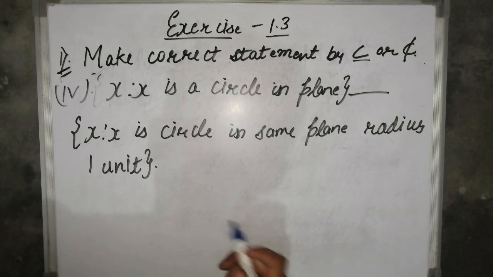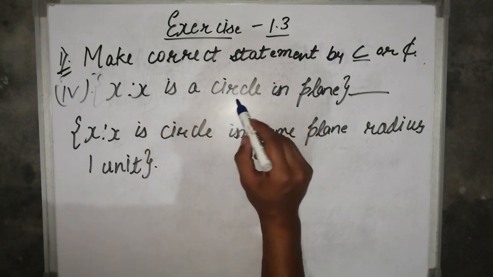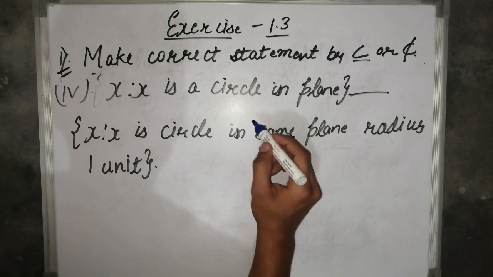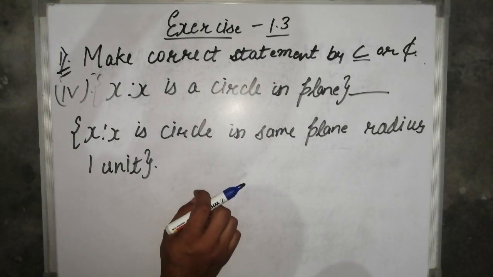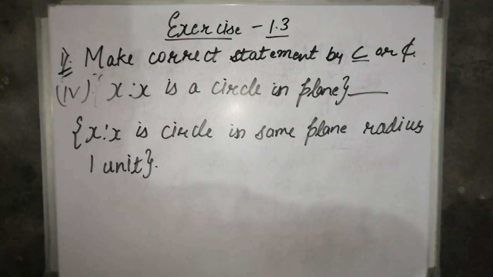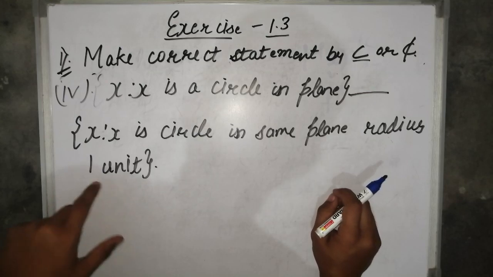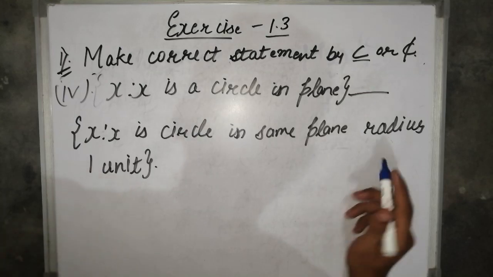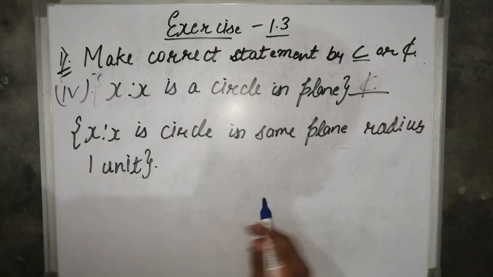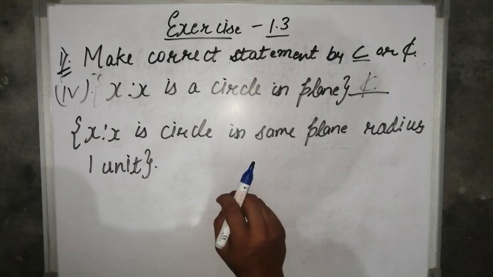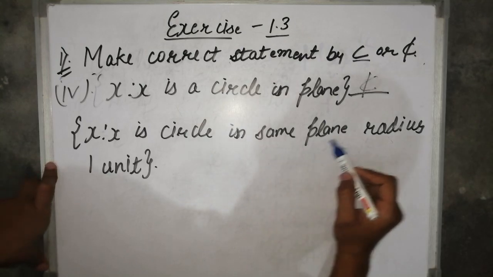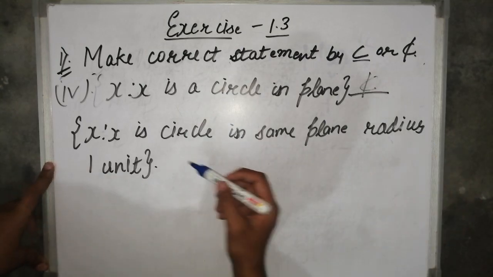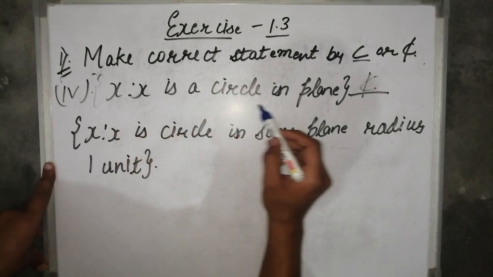Okay, so what does this statement mean? Think upon it, take your time. I think in this statement the circle can be of a greater radius than 1 unit. That's why this is not a subset. If it was {x : x is a circle in the same plane with radius 1 unit}, it would be a subset of {x : x is a circle in the same plane}.